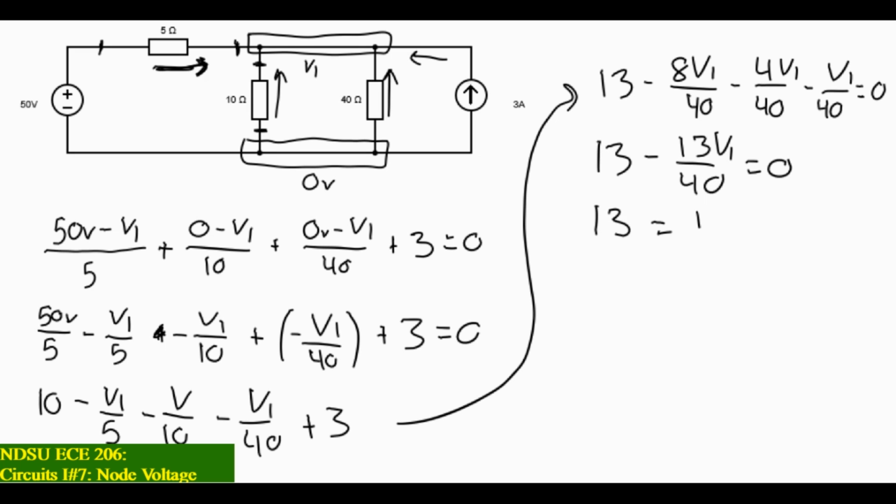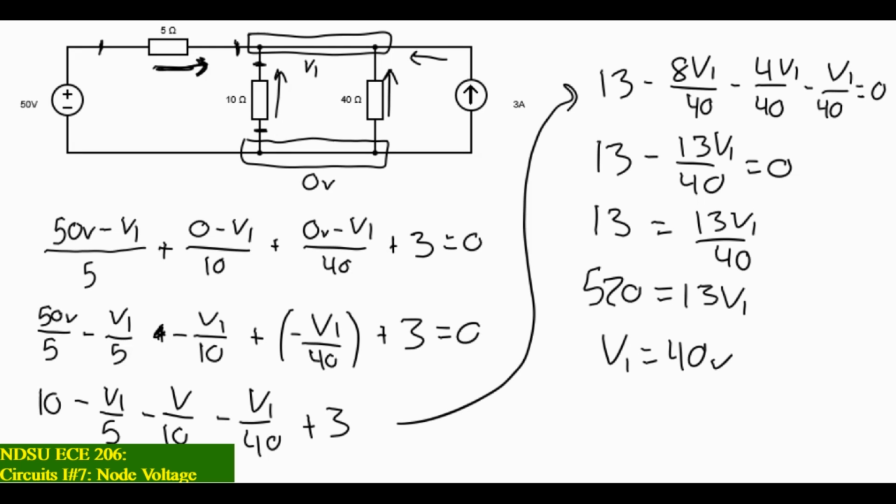13 equals 13 V1 over 40. 40 times 13, 520 equals 13 V1. V1 equals 40. It's really that easy.